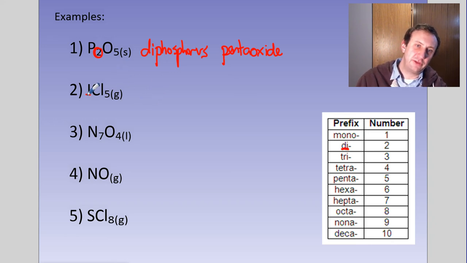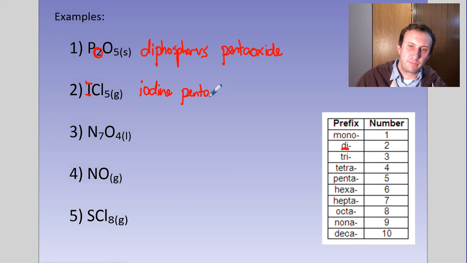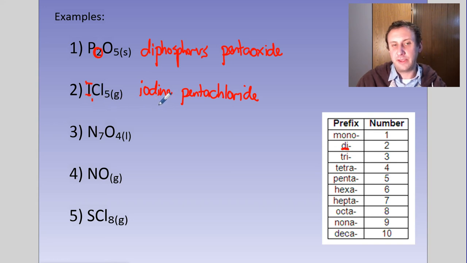Oh, sorry, this is rough. This should have been an I. The font is bad for I's and L's. So if you need to fix your answer for that one, maybe go back and do that now. All right, so this is iodine, penta, chloride. Notice I did not put a mono on iodine because it's the first element and I only have one of them. Then I have 5 of the chlorine, so pentachloride. Notice the ide ending.